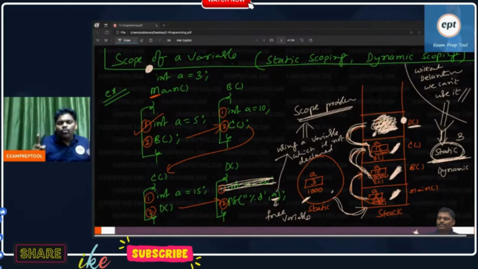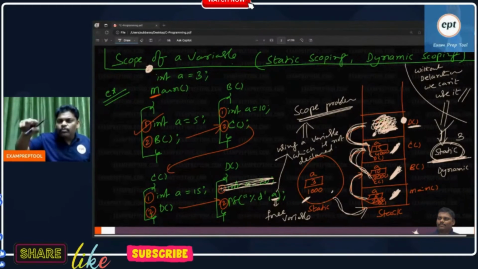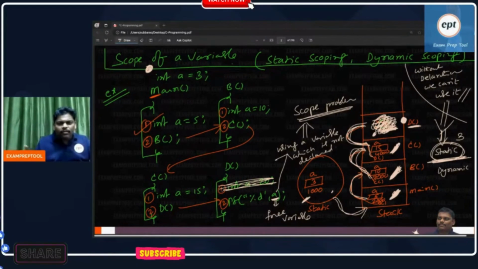But these are the two ideas which we have. Remember, everyone: if there is a scope problem, then there are only two solutions. If there is no scope problem, there is one solution.